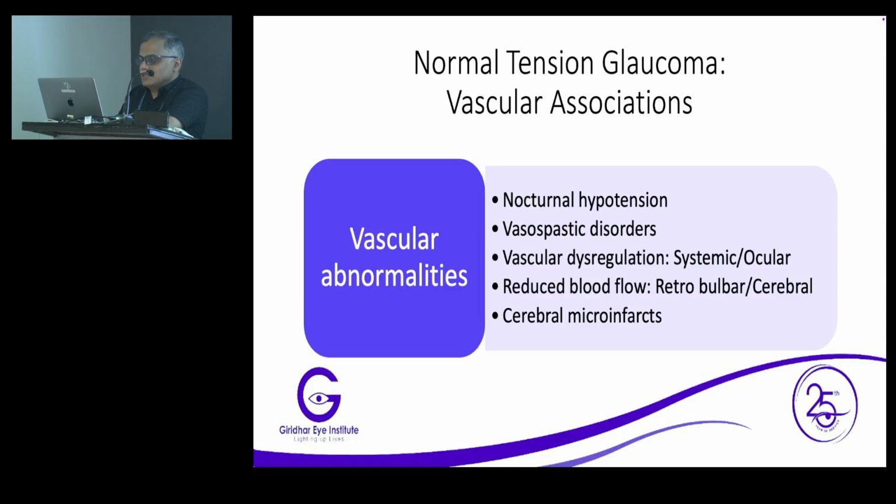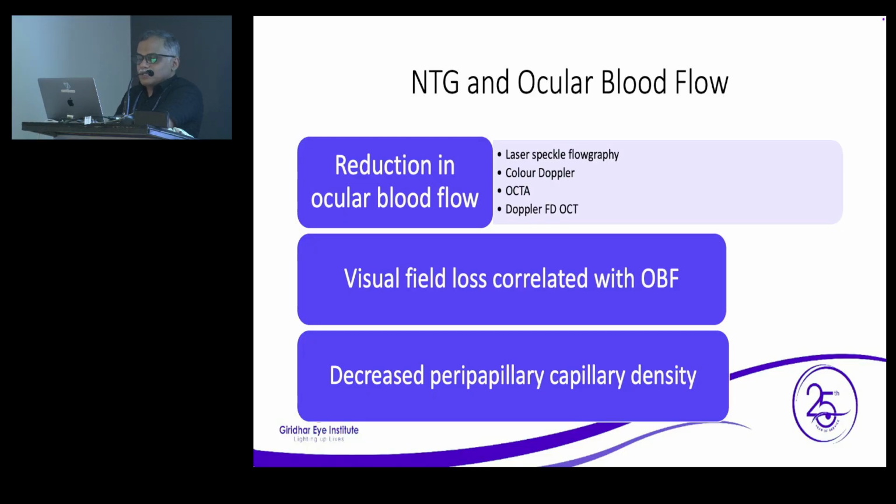Reduced blood flow may be retrobulbar or cerebral, the internal carotid, and cerebral microinfarcts are also associated with NTG. Can you measure ocular blood flow? You can measure ocular blood flow. Whether we do it frequently? No, we don't do it frequently. You will have to refer to some other institute to do that. So, not a practical way to treat.